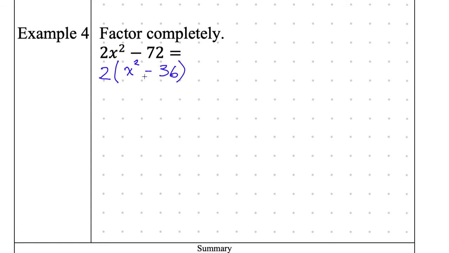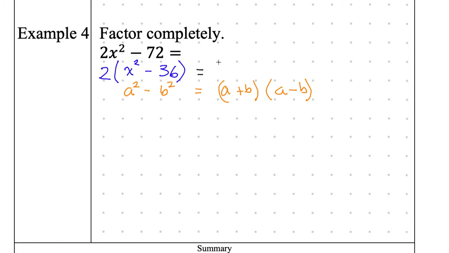Are these both perfect squares? Is x squared a square and is 36 a square? Yeah. So do we have a difference of squares? We do indeed have a difference of squares. All right, so now I need to rewrite this thing. This is a squared minus b squared. This should be equal to a plus b times a minus b. It's the same formula over and over and over again.